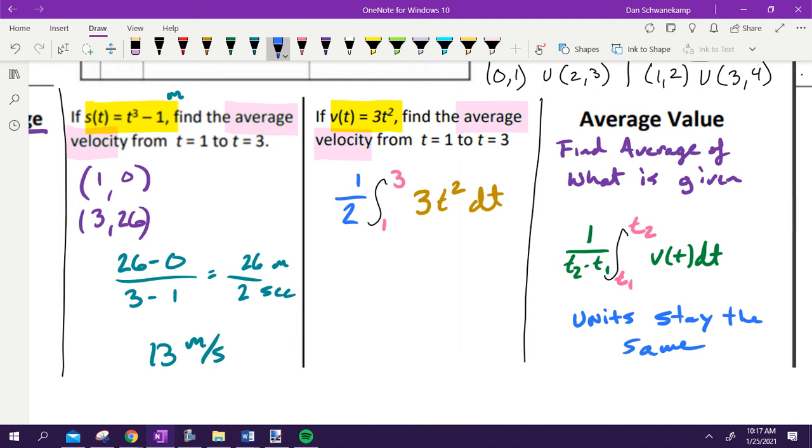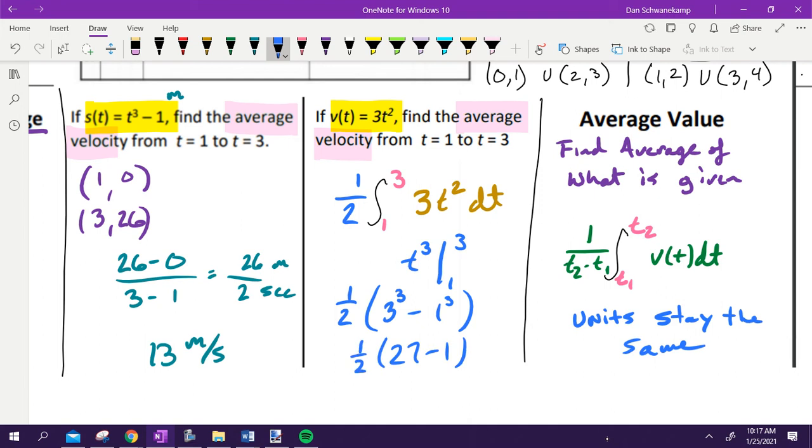And you can do this by hand. Add 1 to my exponent. Divide by my new exponent. I'm evaluating that thing from 1 to 3. So I plug in 3. And you got to take that whole thing and multiply it by 1/2. 3 cubed is 27. Minus 1 is 26. And then it's 26 over 2, otherwise known as 13.